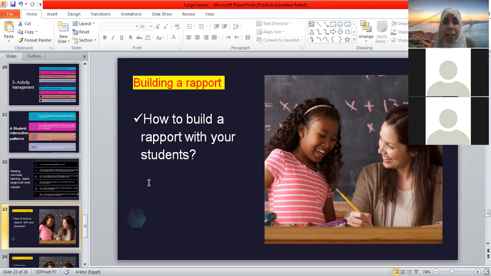And I can't skip this part in my classroom, whatever the number. I have to build a rapport with my students. How can I do it as a teacher?